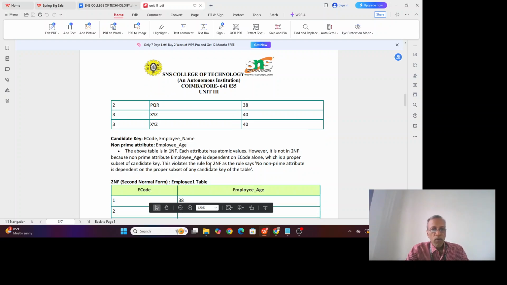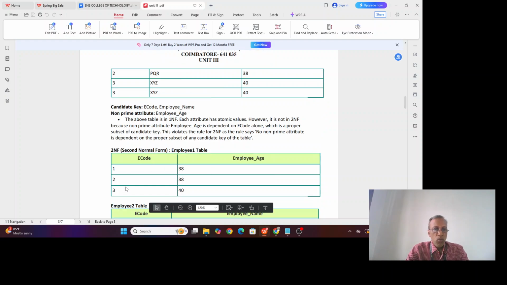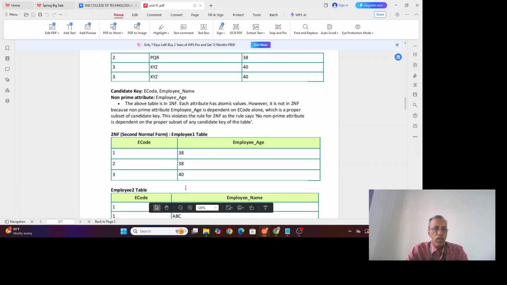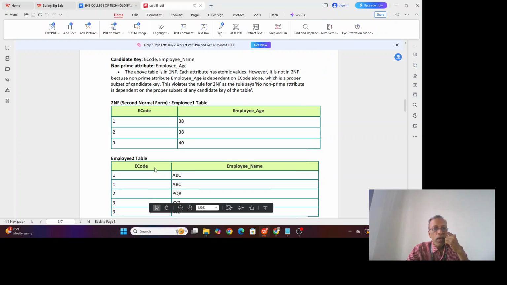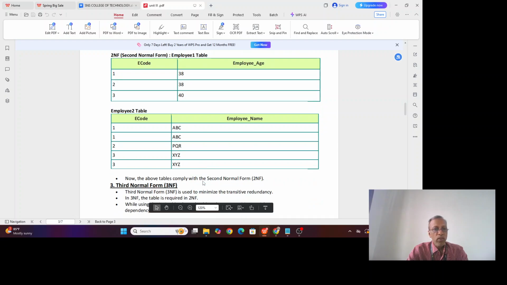Second normal form: Employee 1 table has E code 123 and employee age 38 and 40. Employee 2 table has employee code E code 1 as ABC, 2 as PQR, and 3 as XYZ. Now the above tables comply with the second normal form.